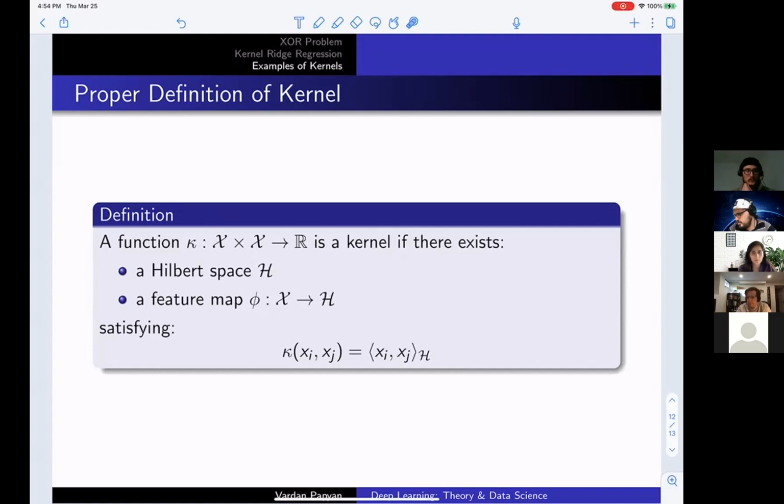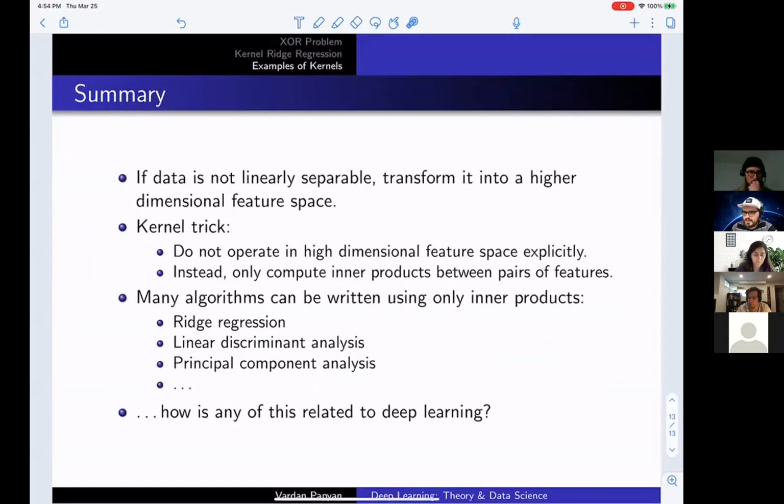Actually, feature xi, xj. Yeah, I think there is possibly a mistake. I'll fix all the mistakes and upload a new version to the website. So to summarize, here's the main point of this lecture.